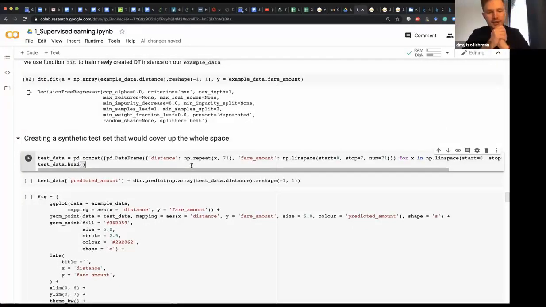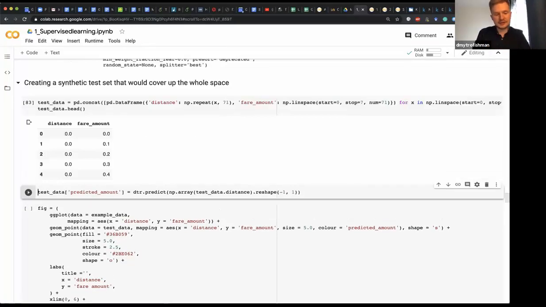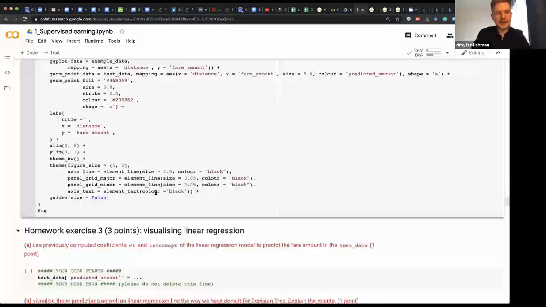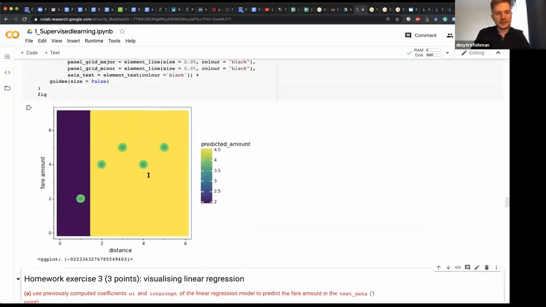Here, I do something weird. I want to visualize the predictions of the decision tree. So what I do, in fact, is I create a synthetic test set. I create a synthetic test set in such a way that I have all my distances covered. So I create a test set in such a way that it would cover the entire space. I will show you what it means in a second. Just run these two cells and make a plot. So here we go.